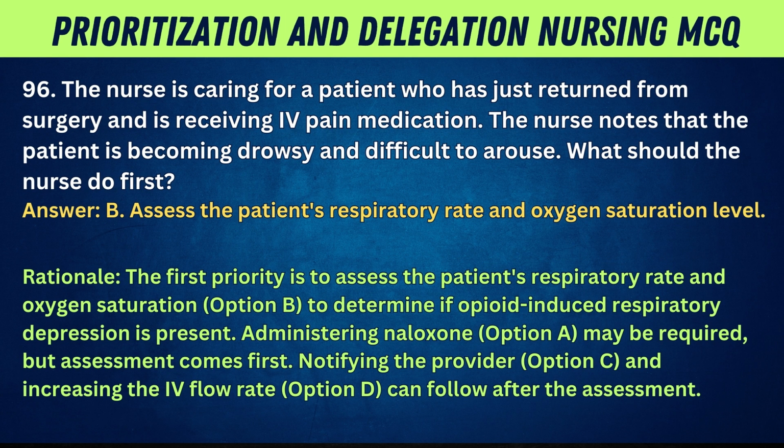Answer. B. Assess the patient's respiratory rate and oxygen saturation level. Rationale. The first priority is to assess the patient's respiratory rate and oxygen saturation, option B, to determine if opioid-induced respiratory depression is present. Administering naloxone, option A, may be required, but assessment comes first. Notifying the provider, option C, and increasing the flow rate, option D, can follow after the assessment.